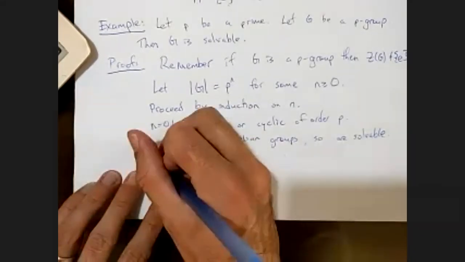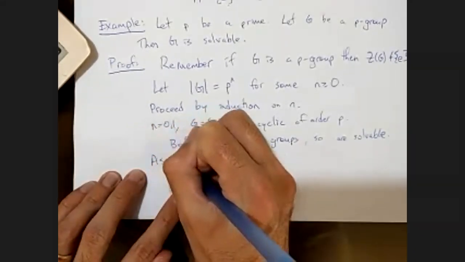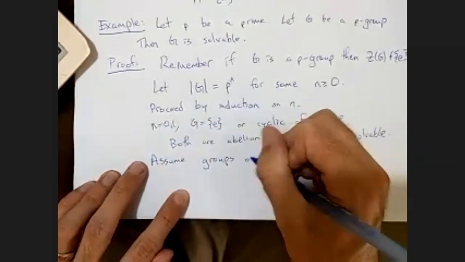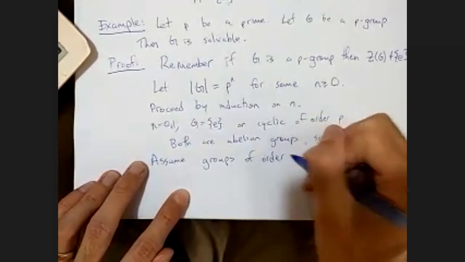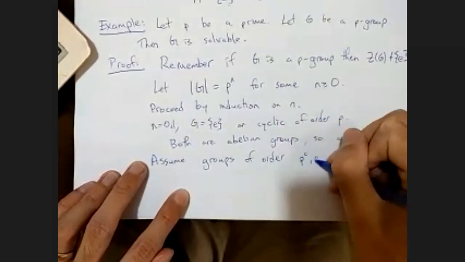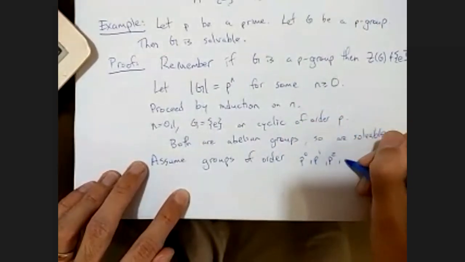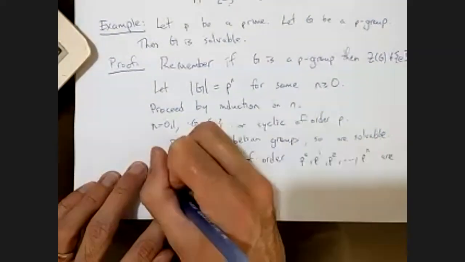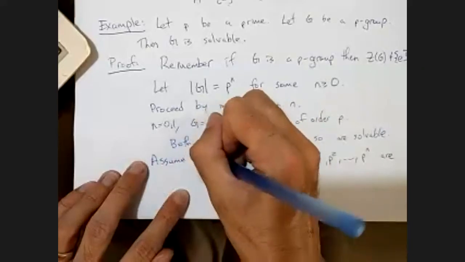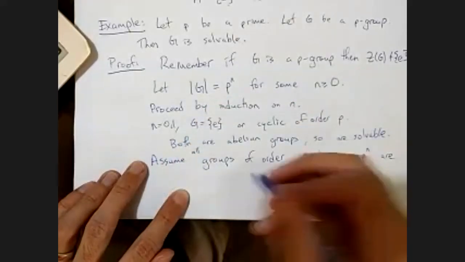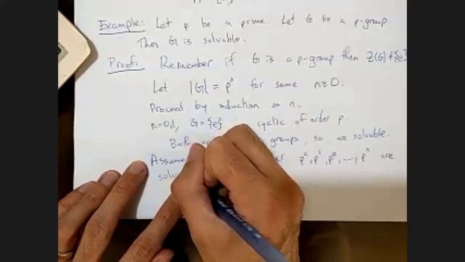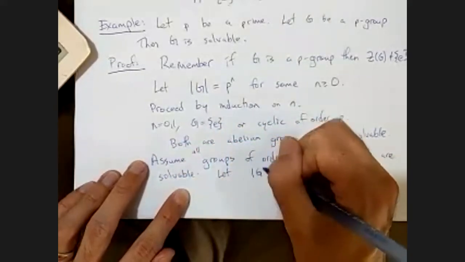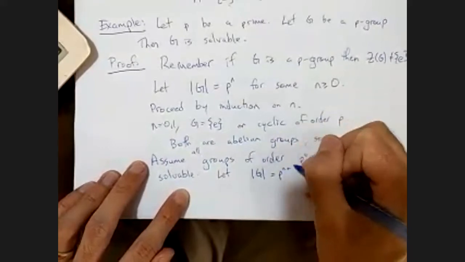Now assume any groups of order P to the 0, P to the 1, P squared, all the way up to P to the N are solvable. Assume all groups of order up to there are solvable. And let G be a group of order P to the N plus 1.